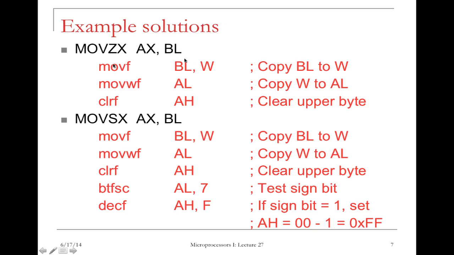So we'll copy the value of BL to W, because we cannot operate on the 2 registers directly. And the second instruction is to copy the value from the working register to AL, which is the lower half of AX, and then we clear the upper half. That's the 0 extension.